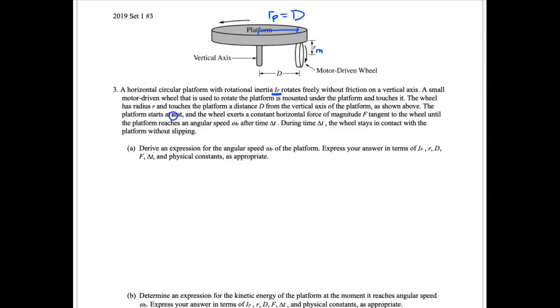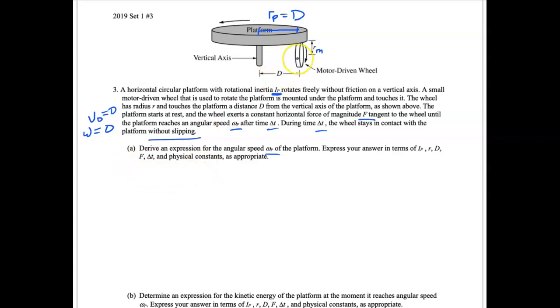So the platform starts at rest. So we know that the initial linear velocity is equal to 0, and we'll do the same thing with angular, that is also 0. The wheel exerts a constant horizontal force of magnitude F tangent to the wheel until the platform reaches this angular speed at a time of this. So now we've got that. During this time, the wheel stays in contact and there is no slipping, which is good. They want us to go through and derive an expression for the angular speed of the platform and express all of our answers in terms of IP, r, D, F, delta t, and physical constants as appropriate.